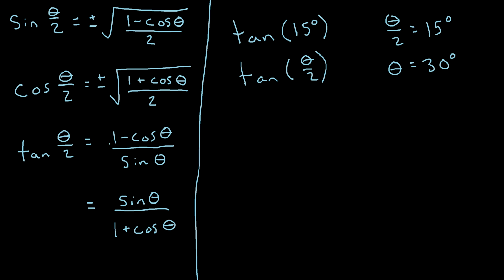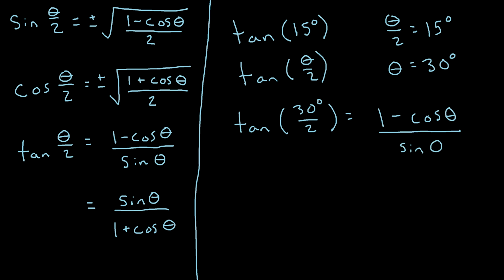And remember, we have two different formulas that we can choose for tangent. They're both equal, so just choose whichever one you would like. We'll use the first one for this example. So the tangent of 30 degrees divided by 2 is equal to 1 minus the cosine of 30 degrees over the sine of 30 degrees. We know that the cosine of 30 degrees is square root 3 over 2, so we can fill that in. And we know that the sine of 30 degrees is 1/2.